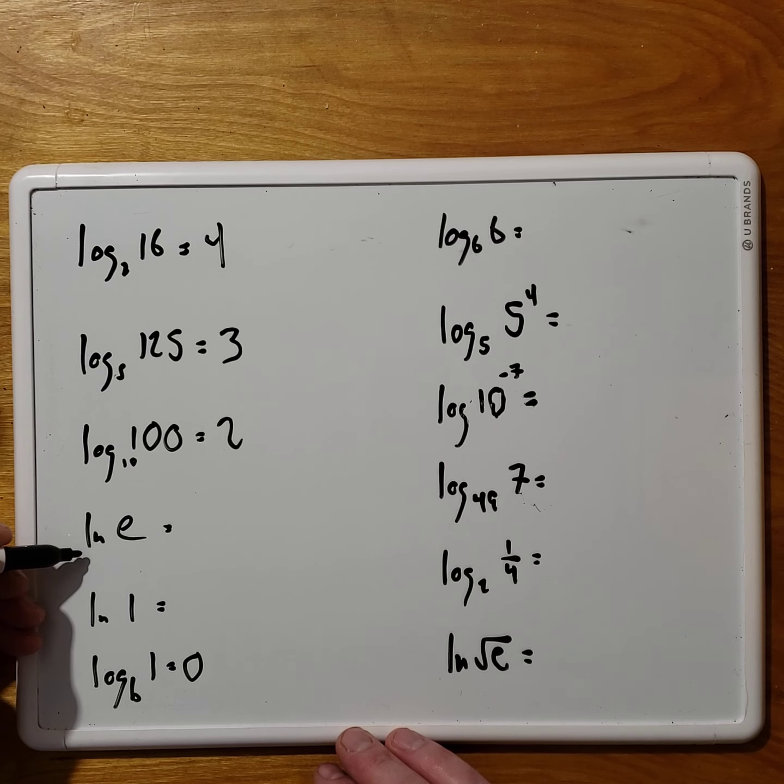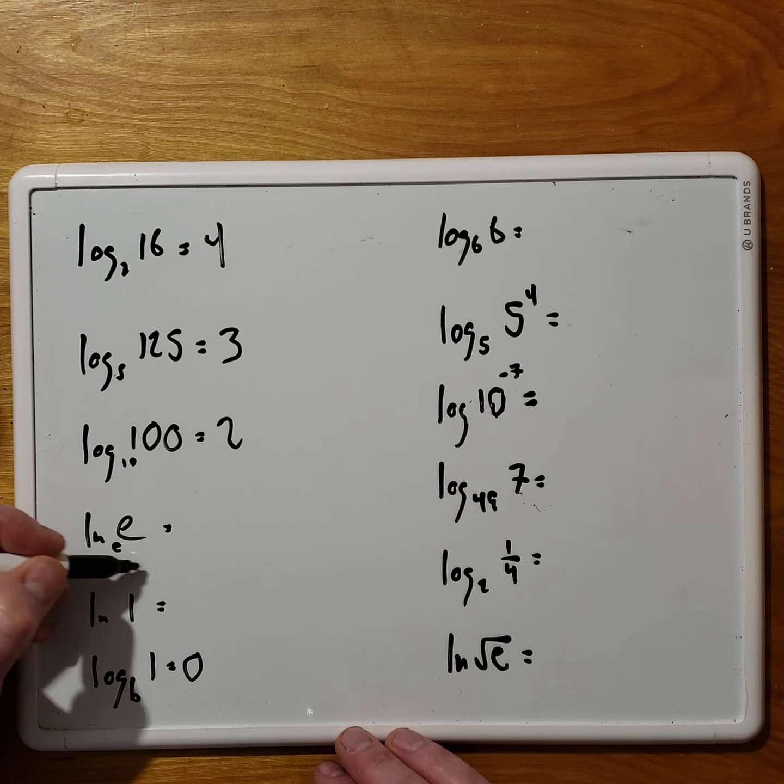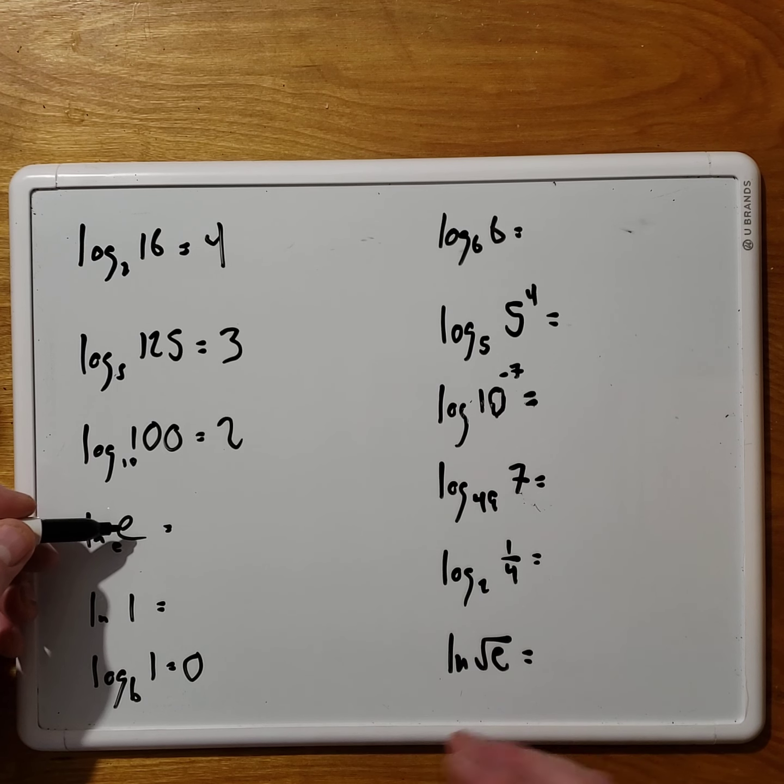Here, natural log of e would be log base e of e. And e to what power would be itself? Of course, 1.